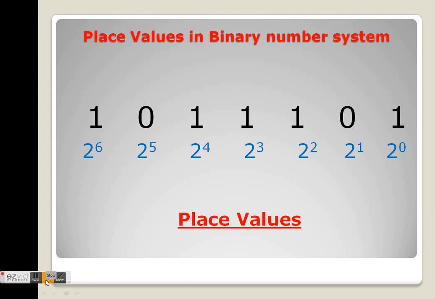Here you can see that the place value of the rightmost digit is 2 raised to the power 0, and the place value of the second digit from the right side is 2 raised to the power 1. Place value of the third digit from the right hand side is 2 raised to the power 2, and the place value of the fourth digit from the right hand side is 2 raised to the power 3. Similarly, you can check the place values of the other digits.